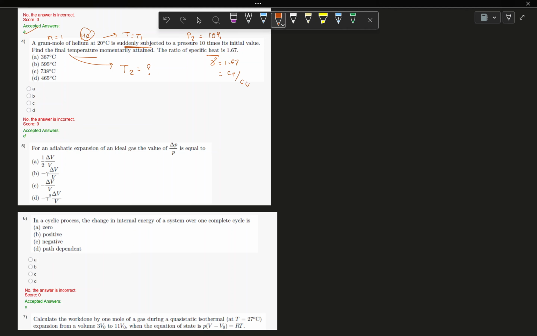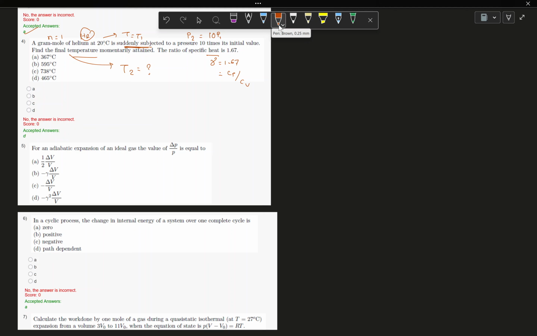So here is the point I was telling you about: you have to focus on the word "suddenly". Wherever the word suddenly has appeared, that means the whole process has occurred so quickly that the system has had no time to exchange any heat with the surroundings, or between the system and surroundings. So in this process, the heat remains constant, or dq equal to 0. That means no heat has been either absorbed or released. So that is the idea of adiabatic processes.